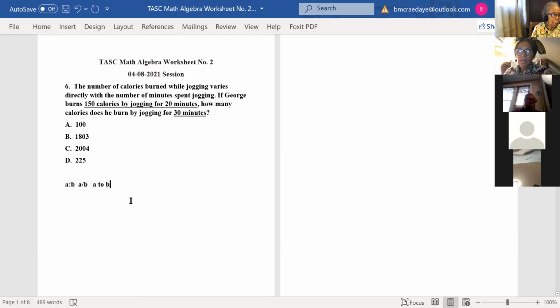Now a proportion is when you take two ratios and set them equal to each other. My question to you: in this problem, what is one of the ratios? Give me a ratio from this problem.